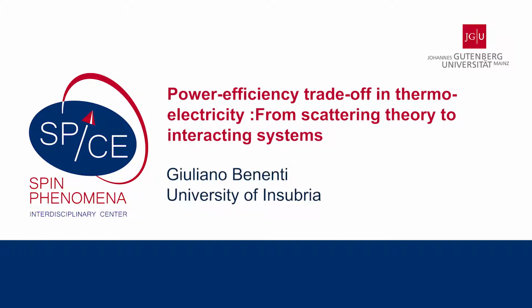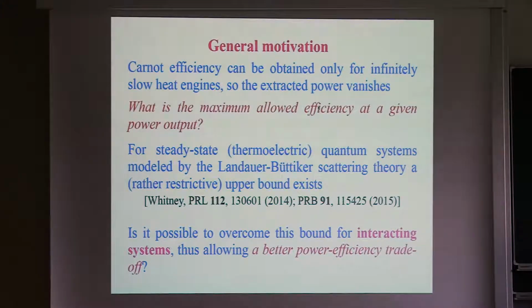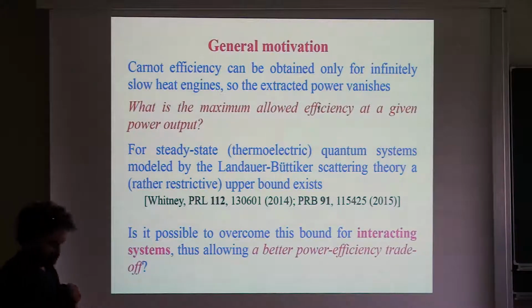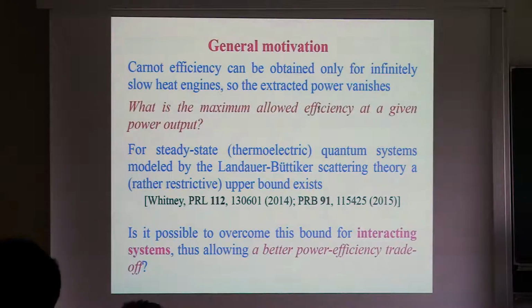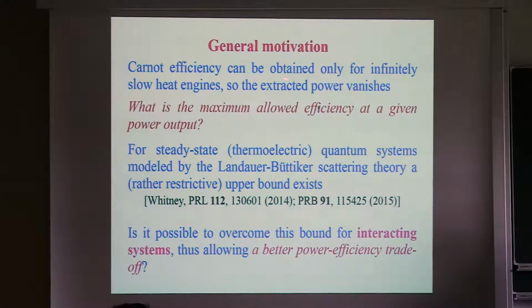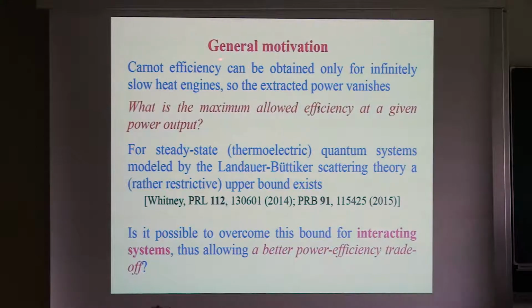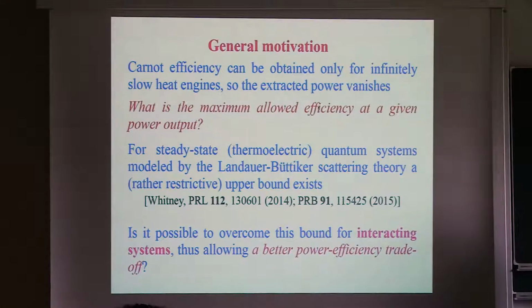Okay, so the general question I want to discuss is about a trade-off between power and efficiency. We know that Carnot efficiency is an upper bound. This is good to know, but for practical purposes it is not really relevant, because in that limit, assuming that you are able to get Carnot efficiency, the extracted power vanishes.